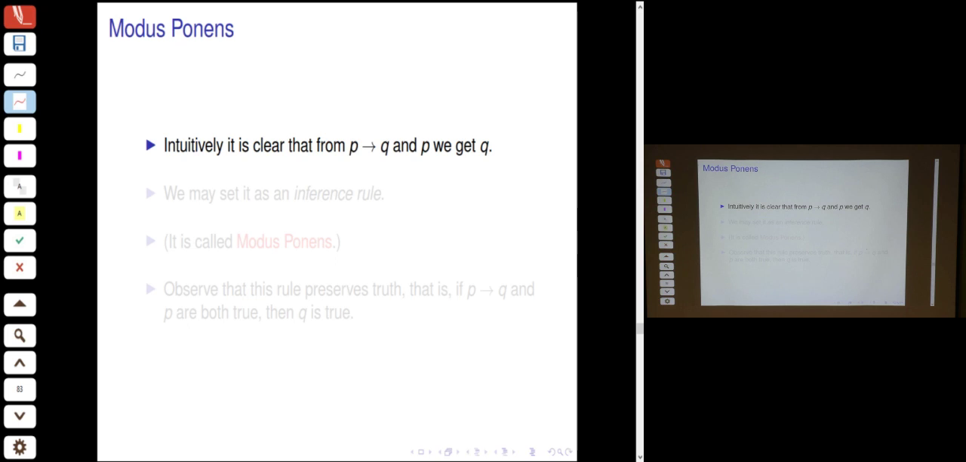So intuitively, it is clear that if you have P arrow Q and P, you can get Q. This is some derivation, right? So this derivation should be true. From these two, you get Q. We can set it as a so-called inference rule, a logical rule for us to generate more and more statements. And it has a funny name called modus ponens.